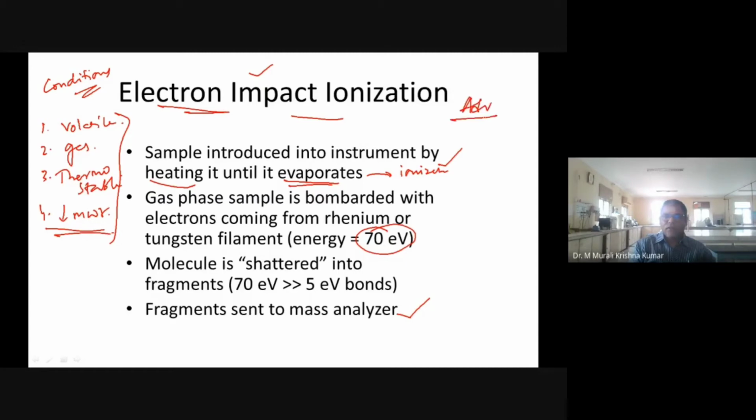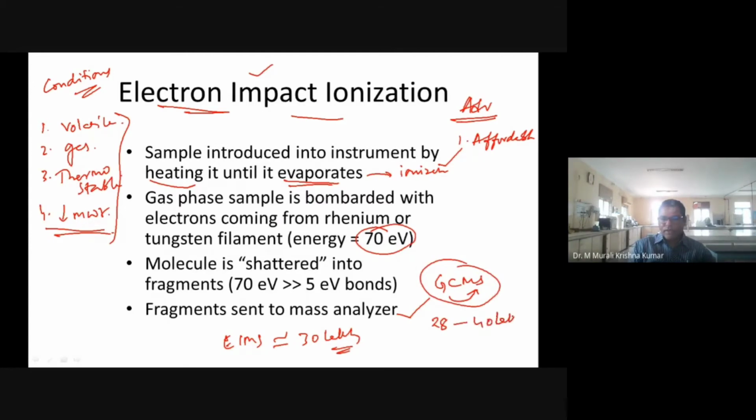Okay. Here the advantages are, one is it is affordable. Let's say if you see the cost of EIMS will be around 30 lakhs. If you take GCMS, in case of GCMS, gas chromatography is connected to mass spectrometry. So this entire setup, the basic version may vary from 28 to 40 lakhs. Okay, and it is almost maintenance free.